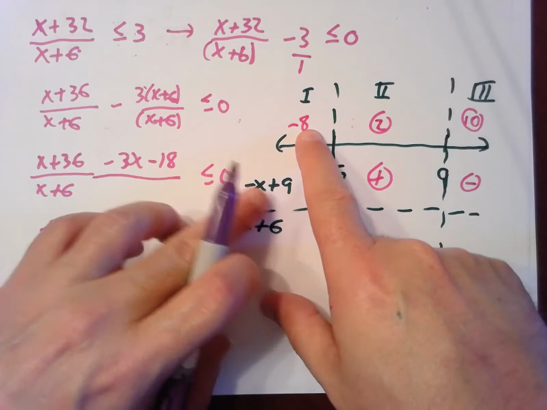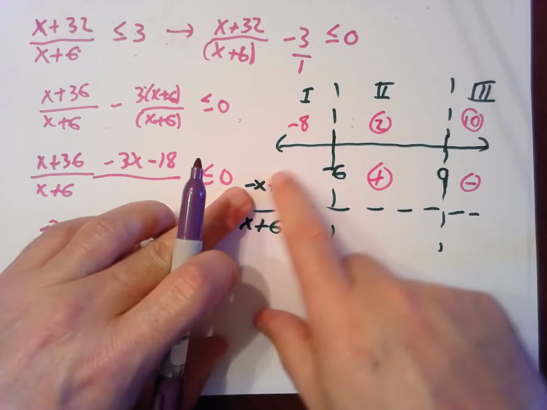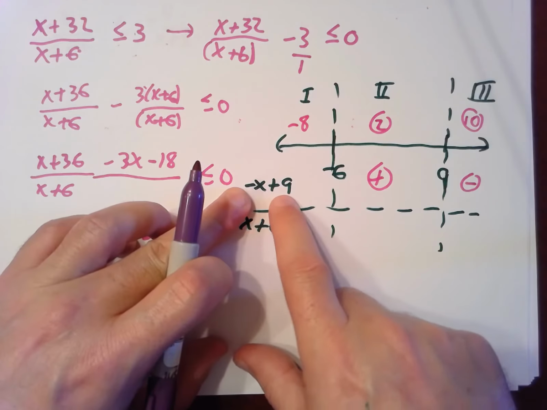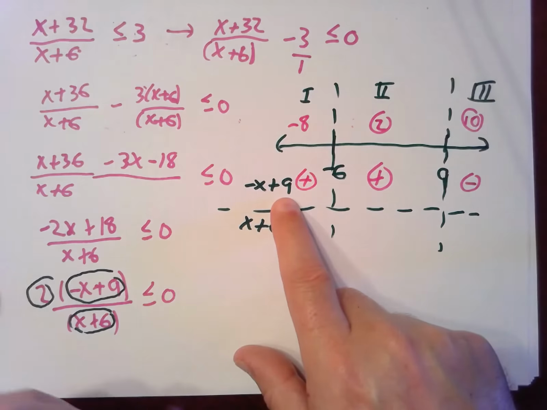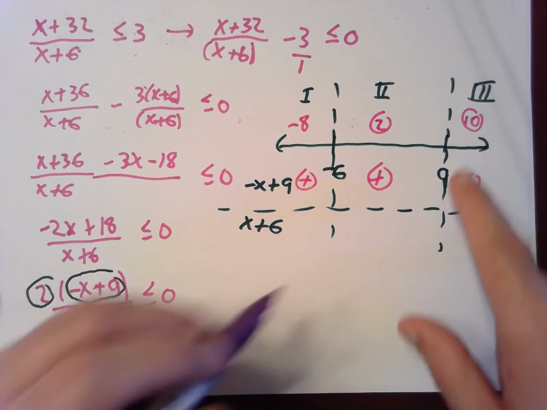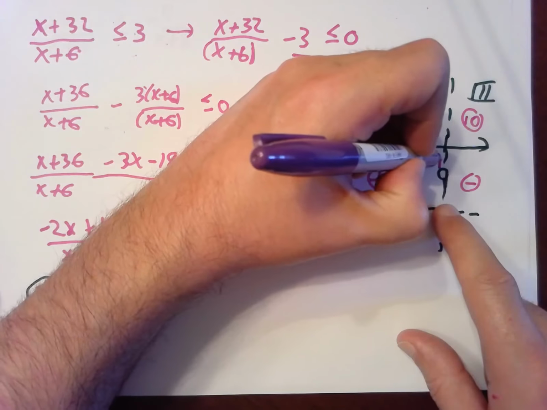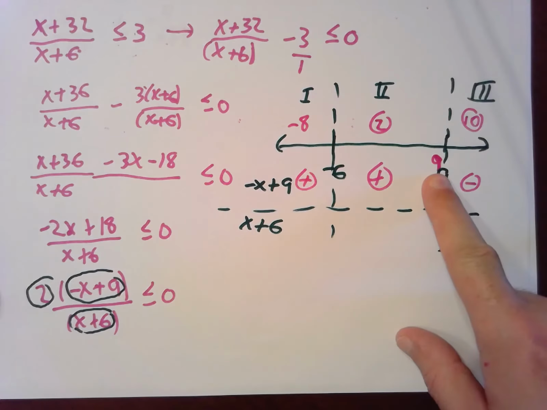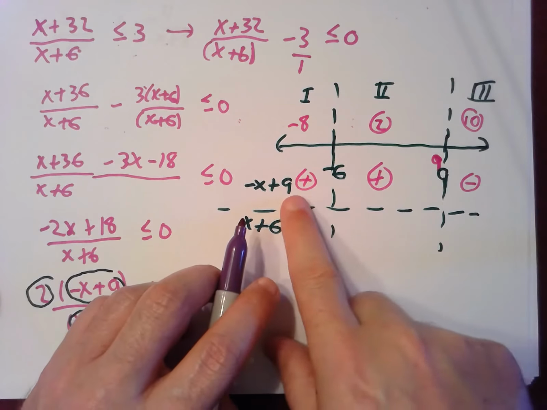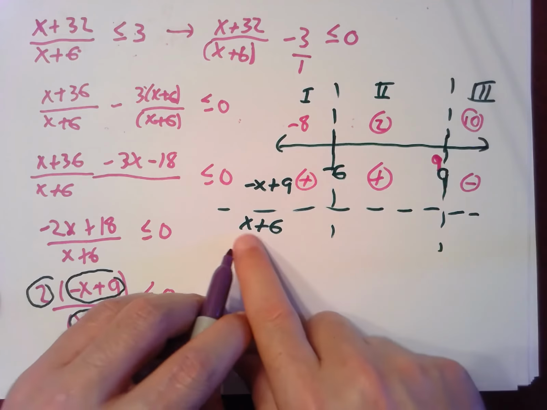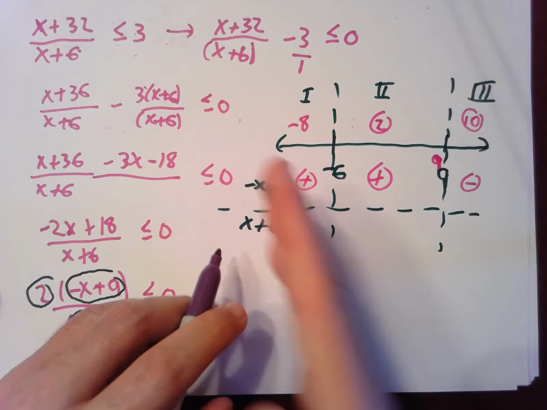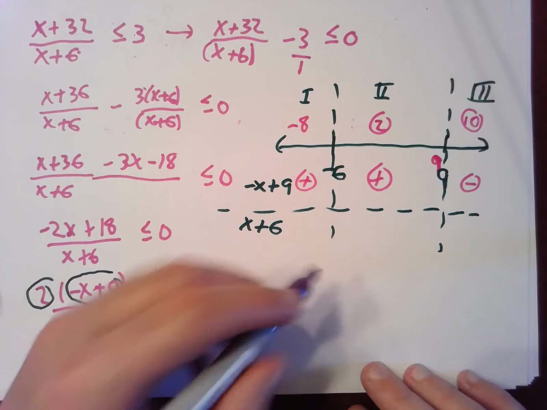A negative 8 plugged in here would be negative 8 plus 9, which is 17. It's a positive. Okay, so this guy still switched at 9. Kind of lost my 9 a little bit there. He switched at 9, but he's backwards. He's positive and then switches to negative. This guy's normal. He's just x plus 6. He's going to be negative below, positive above.